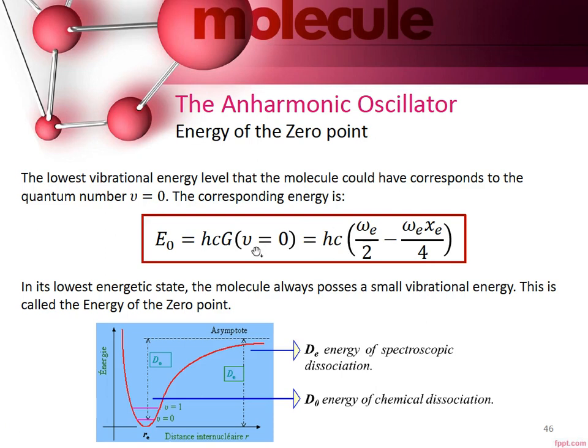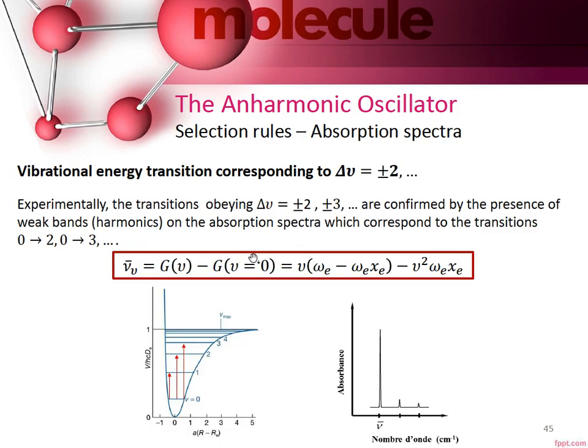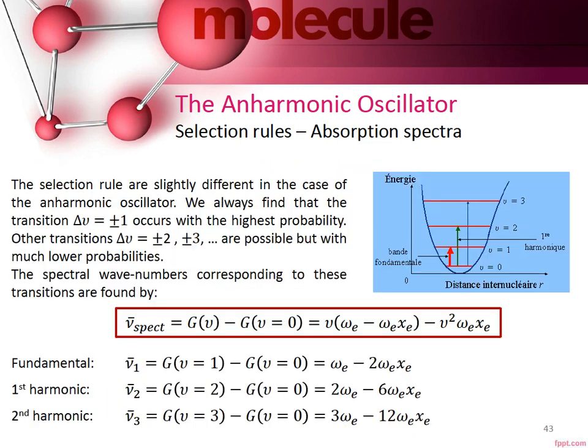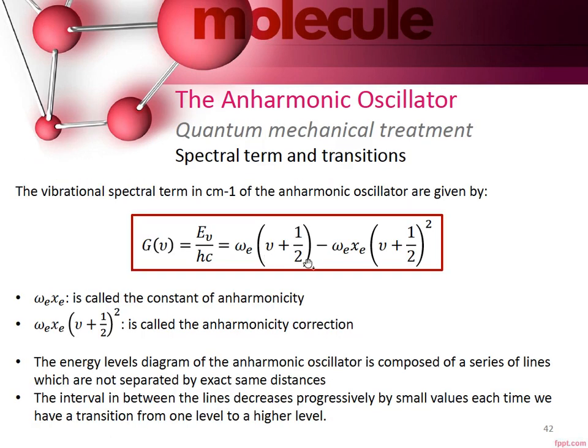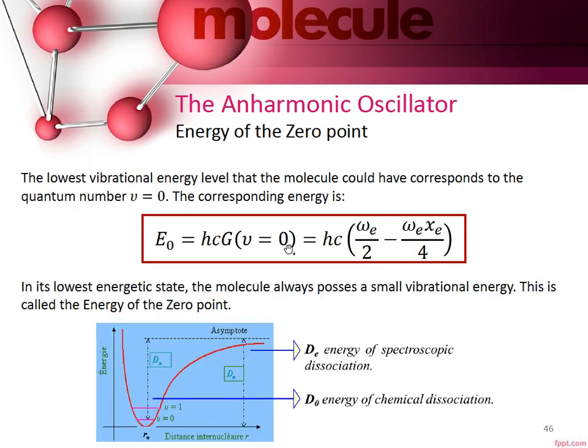Now, how did it show up? Just because I showed G. So, well, probably I can do that in class when I see you, but it's not complicated. E_V is hc G_V. That's it. So if you want E_V, multiply all this by hc and put V equals 0. And then you will get this. Okay? So, in its lowest energy state, the molecule always possesses small vibrational energy. And this is called the zero point energy.